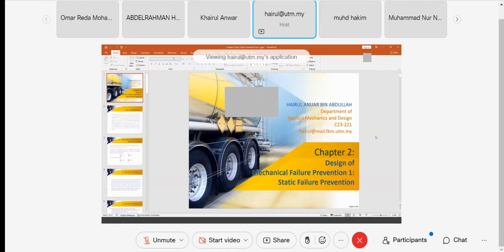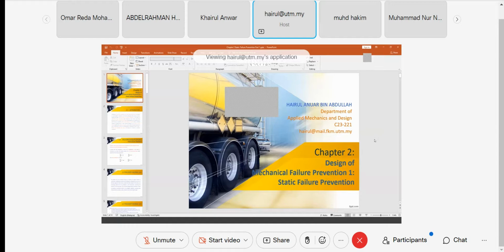No, it's just static loading. For example, a lot of components are under static loading, like the chair you are sitting on. Any kind of structure that supports a load, for example a bracket holding a TV or something like that. That bracket supports a static load.